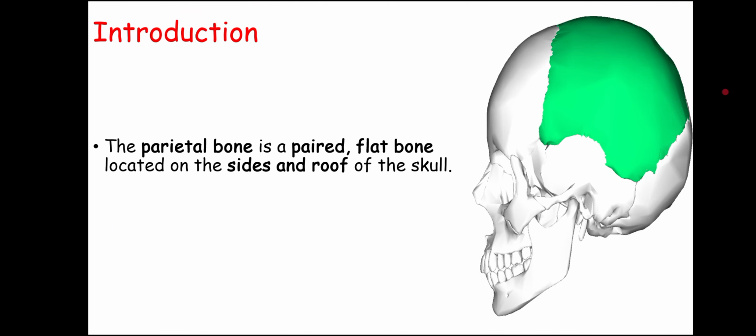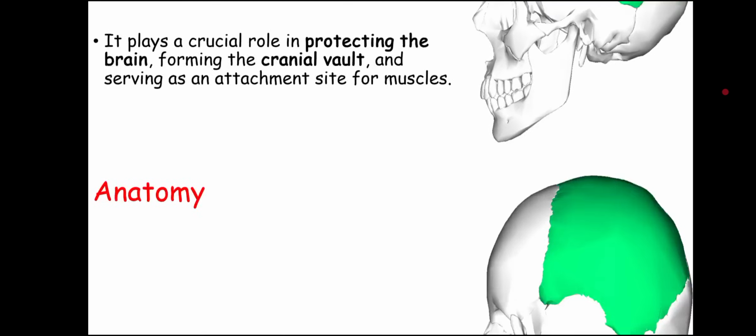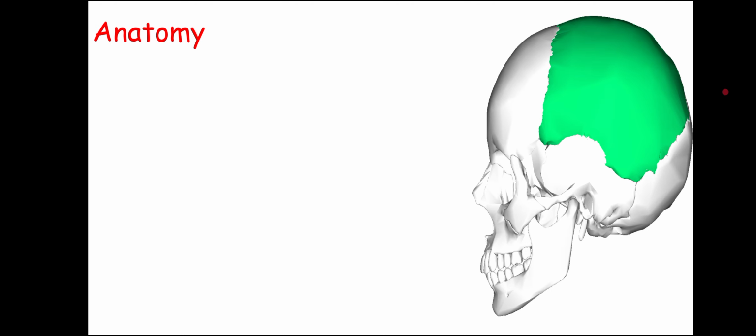Parietal bone is a paired bone. That means there will be two parietal bones in every skull. They are flat bones located on the sides and roof of the skull. It plays a crucial role in protecting the brain, forming the cranial wall and serving as an attachment site for muscle, and that's the reason this bone is really important.